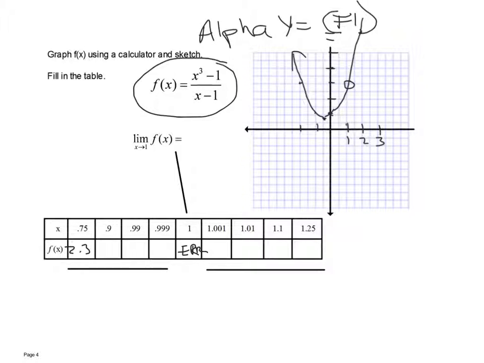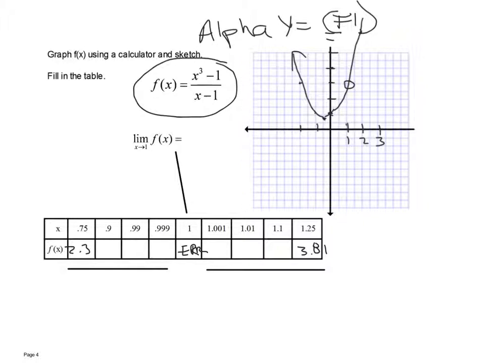So at 0.75, I'm at 2.3. At 1.25, so just a quarter out from what I'm looking for in each direction, then I'm at 3.01, 3.81, excuse me.